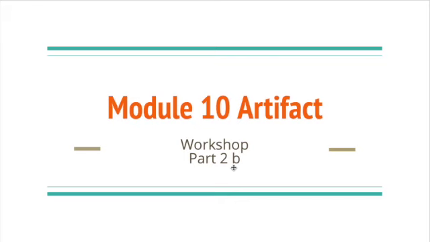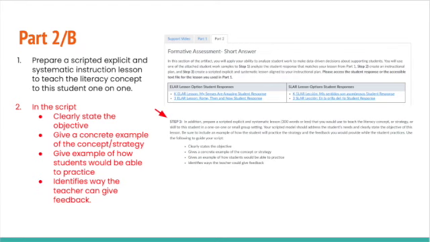Now we will be talking about Part 2B of the artifact. In Part 2B, you have to prepare a scripted, explicit, and systematic instruction lesson to teach the literacy concept to this student one-on-one. In the script, you have to clearly state the objective, give a concrete example of the concept or strategy, give an example of how students will be able to practice, and identify a way to give feedback to the student, both corrective and affirmative feedback.